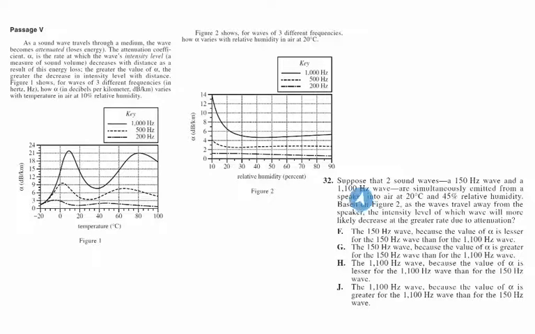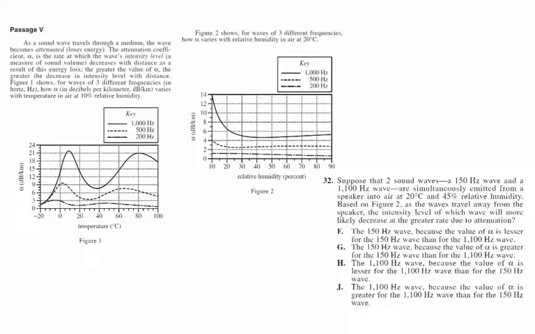Question 32 is a suppose question. So anytime we have suppose, if, or why questions, that means you're going to have to think about it. It's going to give you some sort of different data. So in this one, suppose 2 waves, a 150 hertz sound wave. There's not 150 here, so the 150 is going to be below the 200. That's the extra information. And an 1100 hertz sound wave, which is going to be greater than that one. Are simultaneously emitted from a speaker into air at 20 degrees and 45% humidity. Based on figure 2, as the wave travels away from the speaker, the intensity level of which wave will more likely decrease at a greater rate.